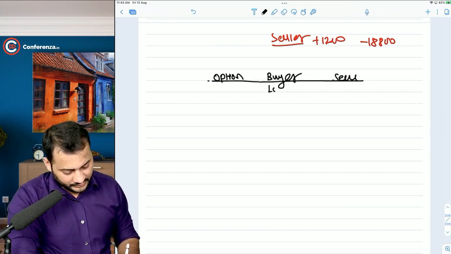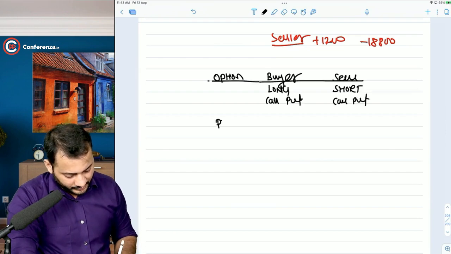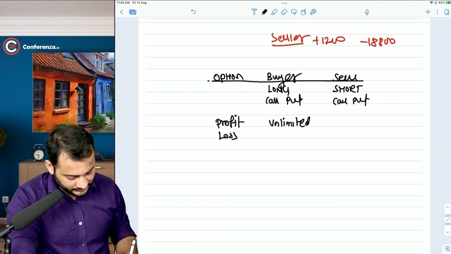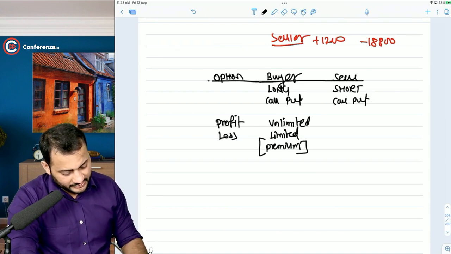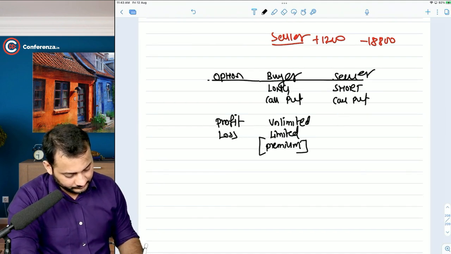If you are a buyer, you are going long on the options, or if you are going short on the options, and this long can be call or put, this short can be call or put. But the profit of the buyer is unlimited and the loss is limited, that is nothing but the premium, to the extent of the premium amount. But to the seller, the profit is limited and the loss is unlimited.